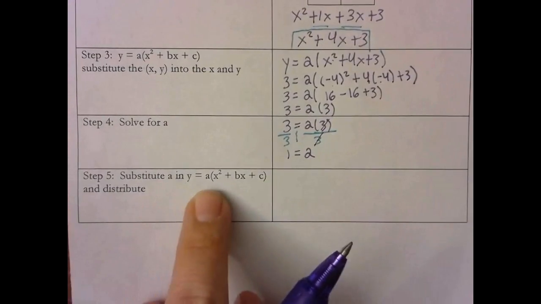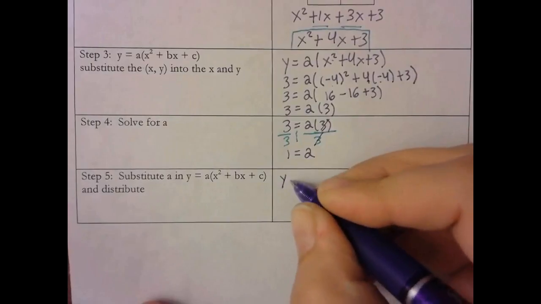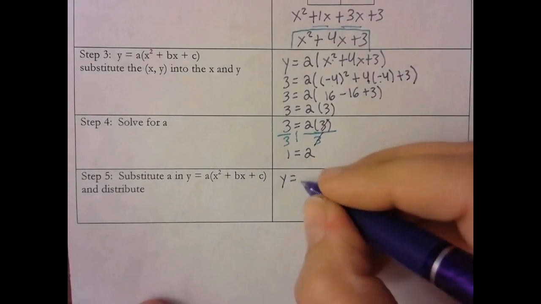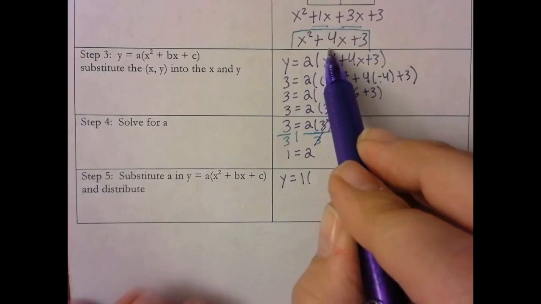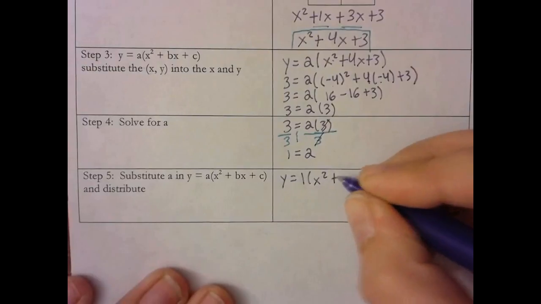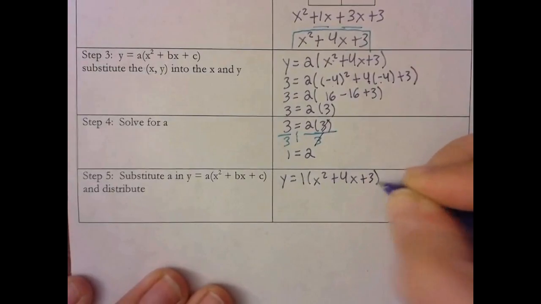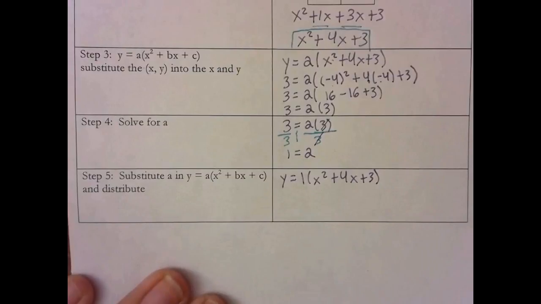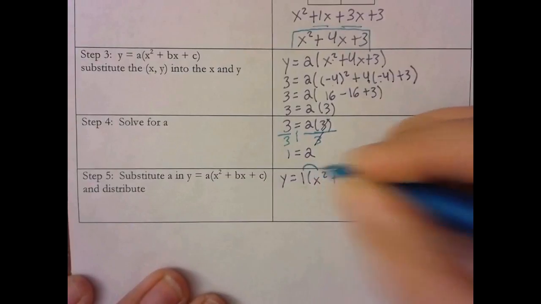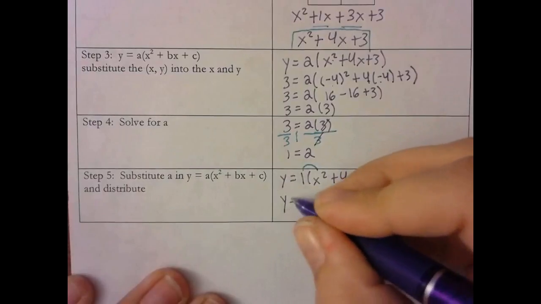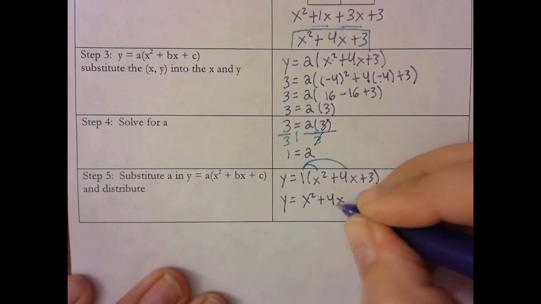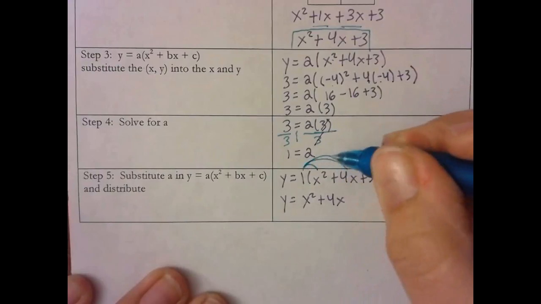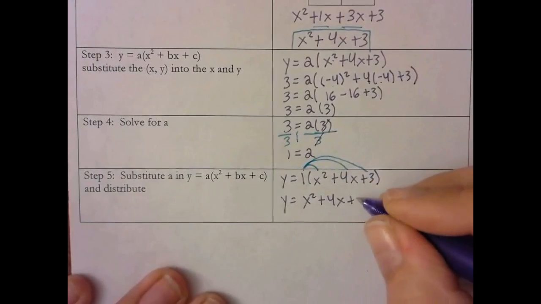We need to substitute a back into our equation. So y equals, we now said a is 1. And for this x squared plus bx plus c, we look at what we boxed right here. So x squared plus 4x plus 3. And finally, distribute. So we do 1 times x squared, which is just x squared. And then we do 1 times 4x, which is 4x. And then 1 times 3, which is just 3.